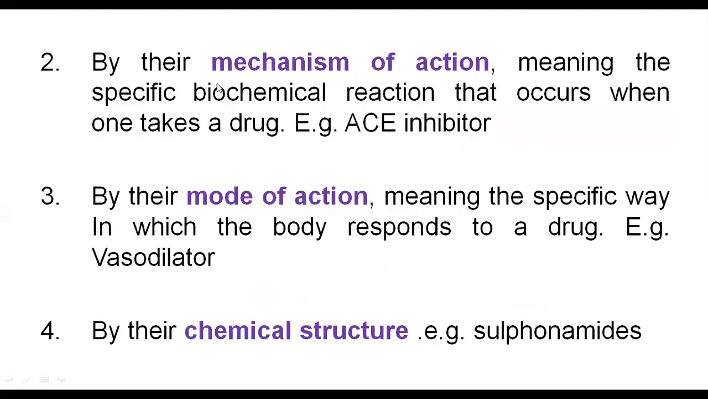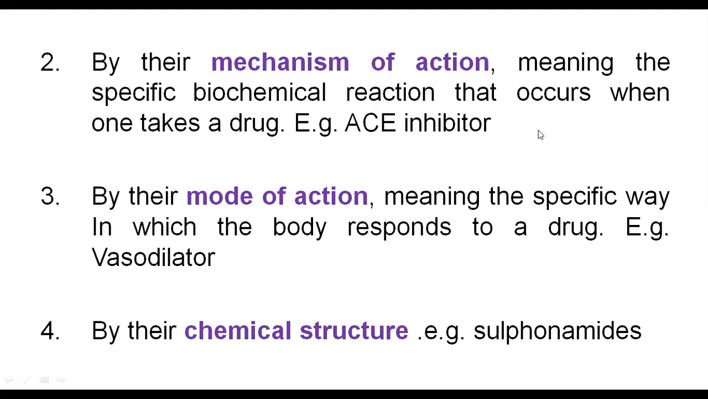Drugs can also be classified by their mechanism of action, meaning the specific biochemical reaction that occurs once the drug is taken. For example, we have drugs classified as angiotensin converting enzyme inhibitors, meaning this class of drugs is based on the mechanism of action. How do these drugs work? They inhibit the enzyme angiotensin converting enzyme. Examples of these drugs are captopril and enalapril.